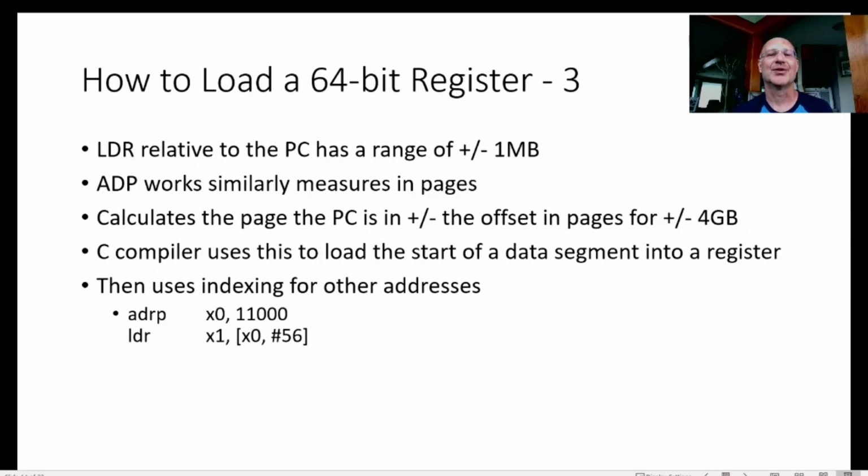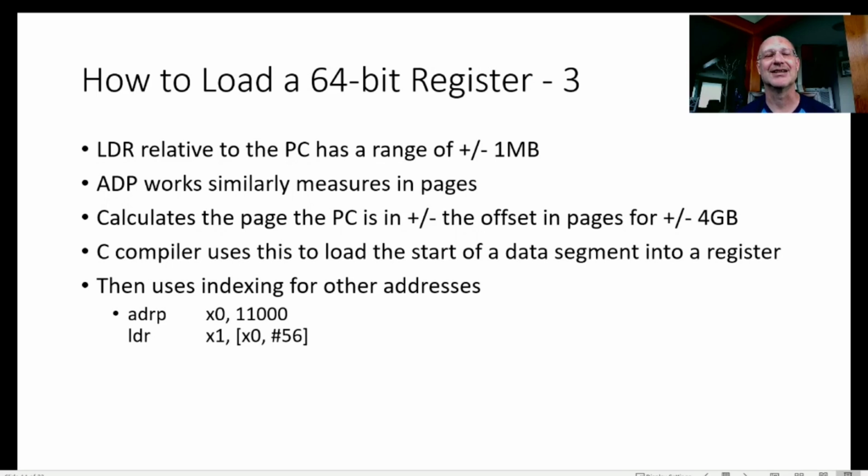So, how to load a 64-bit register, part 3. The load register relative to the program counter has a range of plus and minus 1 megabyte. Part of the reason is that it has to be 32-bit aligned, so when you give the offset, it's in words and not bytes. There's also a similar instruction, ADRP, but it is measured in pages of 4K, and using the page one, you can get an offset of plus or minus 4 gigabytes.